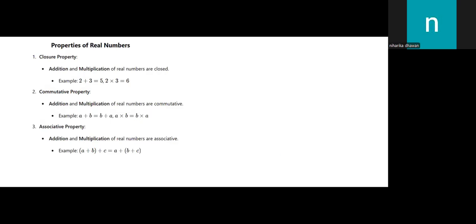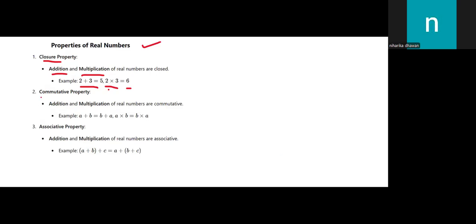Now, we will talk about the properties of real numbers. Real numbers, closure property. Real numbers are closed under addition and multiplication. How? So if I add any two numbers like 2 and 3, 2 plus 3 is equal to 5. So 5 is also a real number only. Again, multiplication. 2 into 3. We have taken two real numbers 2 and 3 and we have multiplied them. So we get 6, which is also a real number. So it means if I add any two real numbers, I will get a real number only. And if I multiply any two real numbers, we will get a real number only.